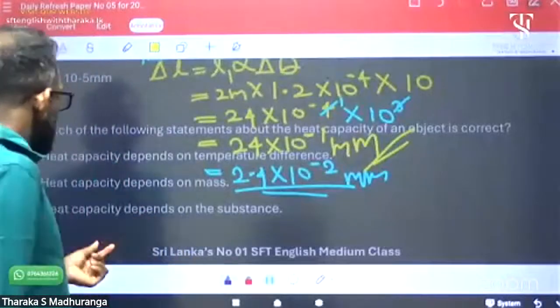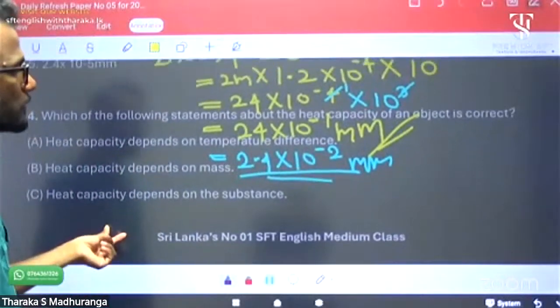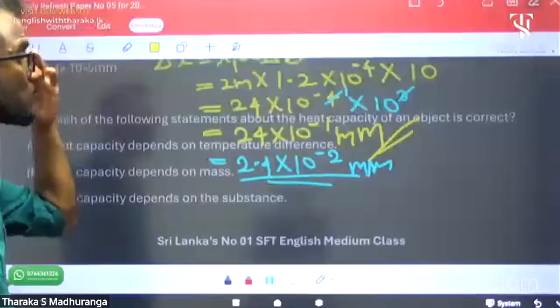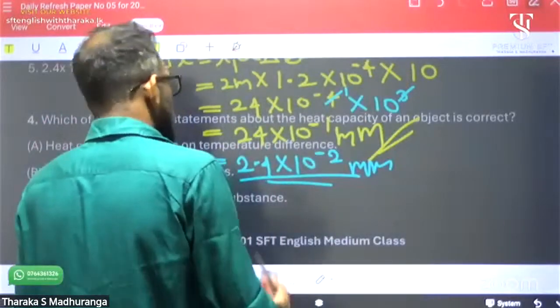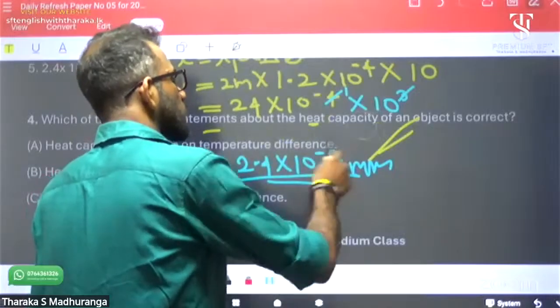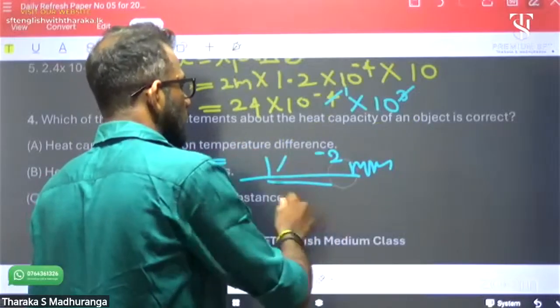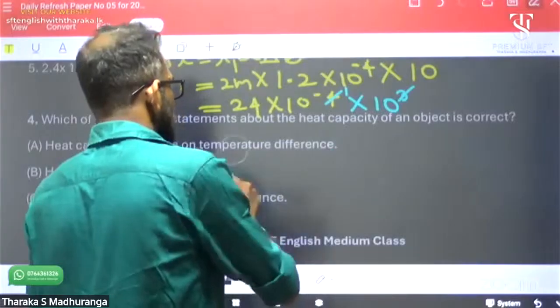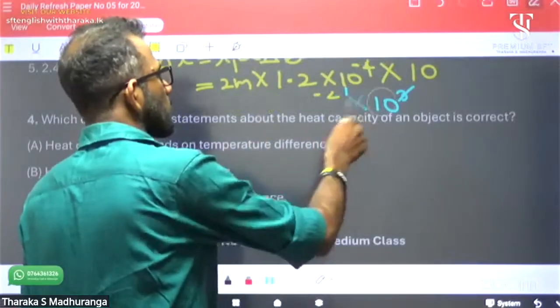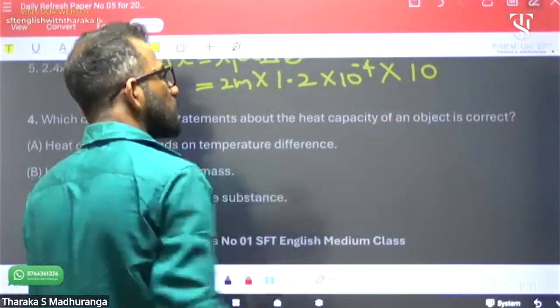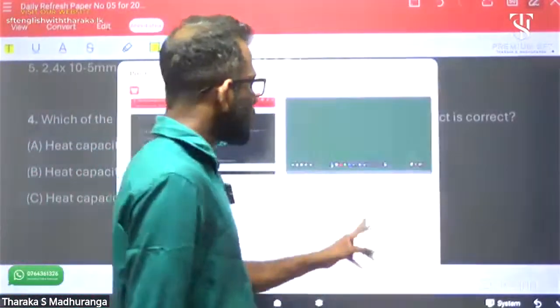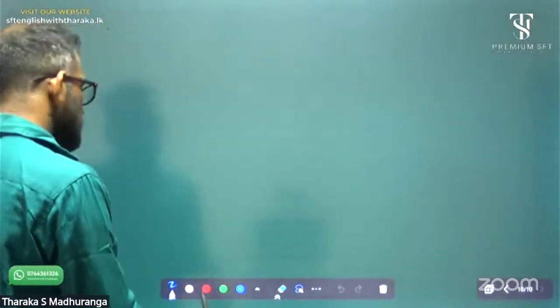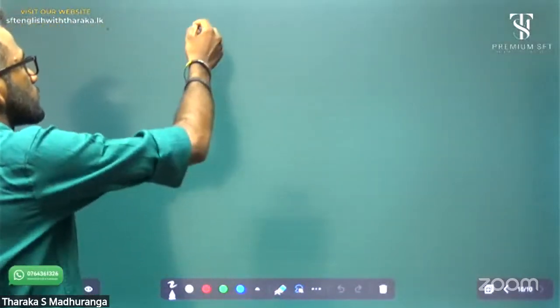Now, which of the following statements about the heat capacity of an object is correct? The question asks about heat capacity. Before that, do you remember all the physical state changes? I discussed six main physical state changes.